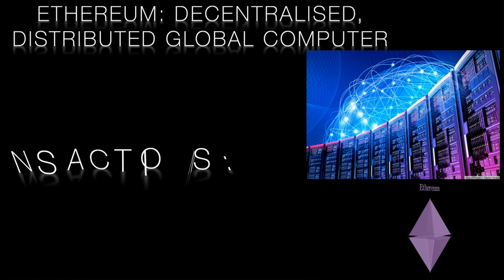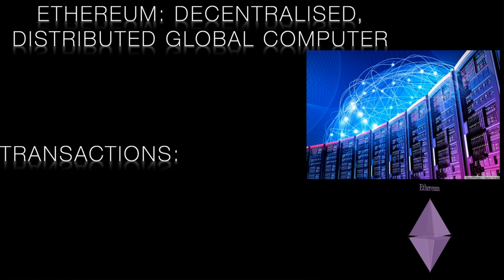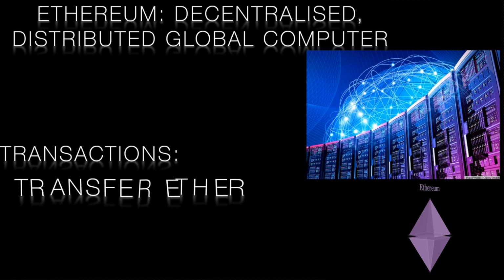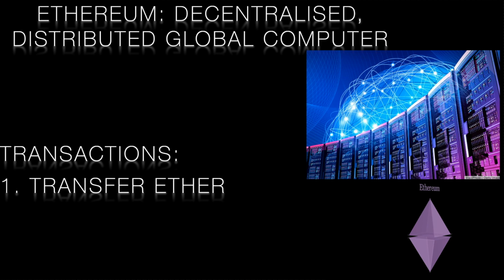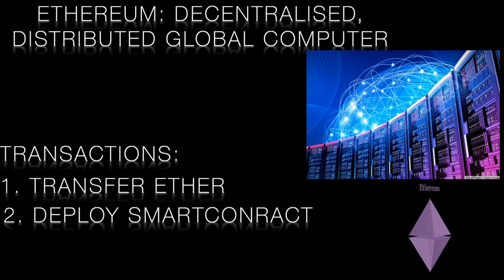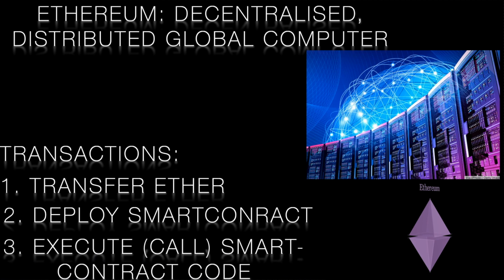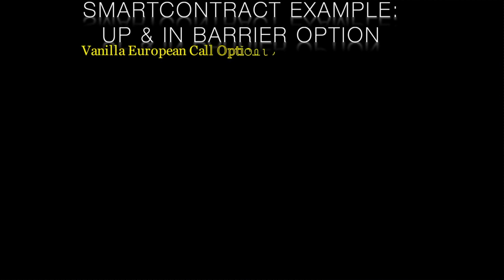A transaction on the Ethereum blockchain can be one of three things: transferring Ether from one account to another, deploying a smart contract to the blockchain, and finally executing, the technical term is calling, a smart contract. Let's pick a smart contract example. We'll look at an up and in barrier option.